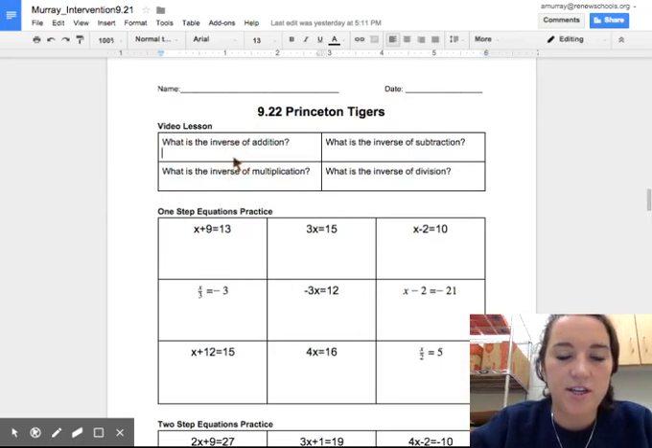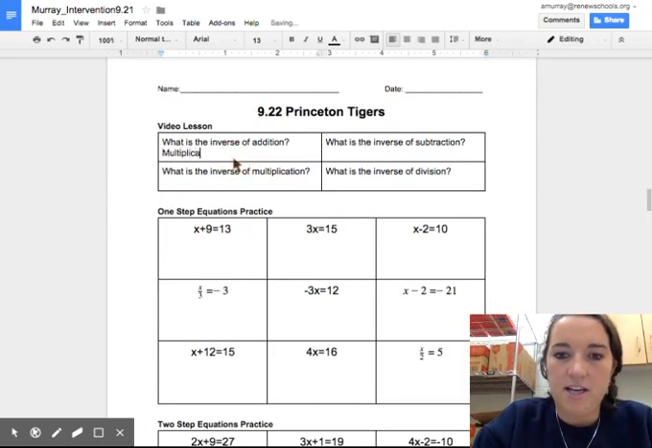What is the inverse of addition? Subtraction. What is the inverse of subtraction? Addition. What is the inverse of multiplication? Division. And what is the inverse of division? Multiplication.